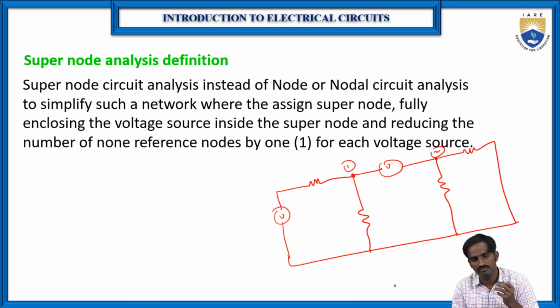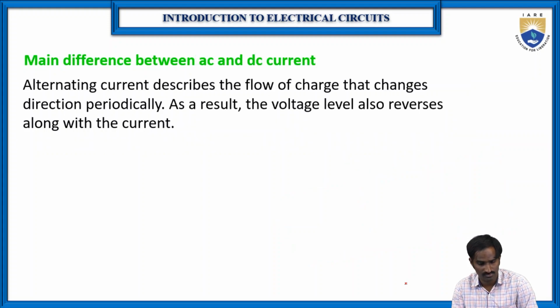Of course we know how to apply the super node analysis or super mesh analysis, but first we should know in which case we go for the super node analysis and in which case we go for the super mesh analysis. Super mesh analysis is used if there is a current source in between the loops, and if there is a voltage source in between the two nodes, then we will go for the super node analysis.